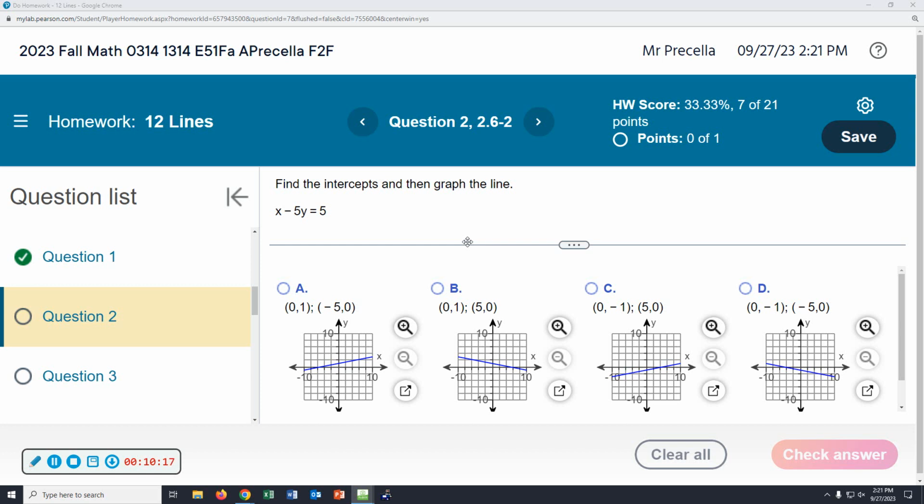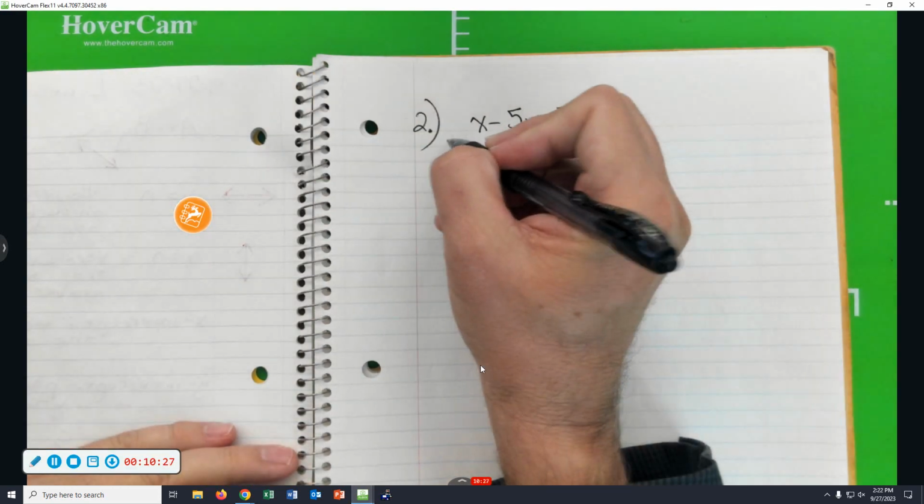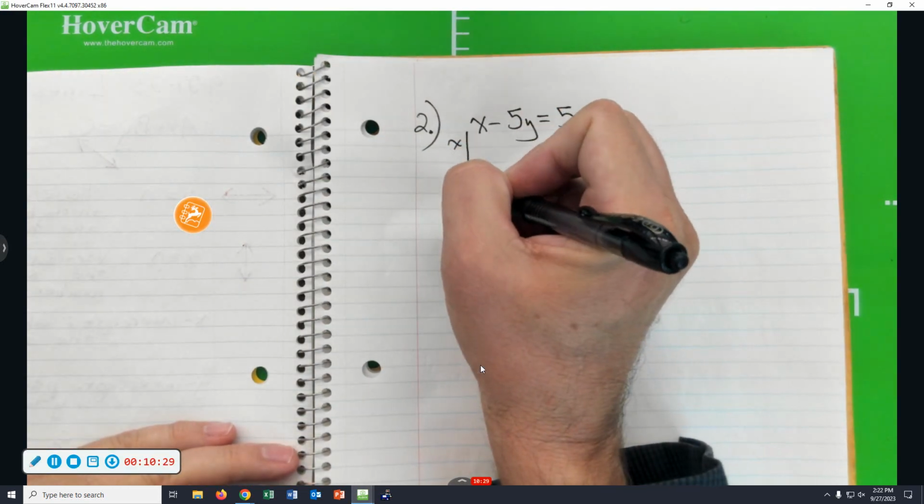x minus 5y is equal to 5. So, switch over. And I'm making myself an XY table.